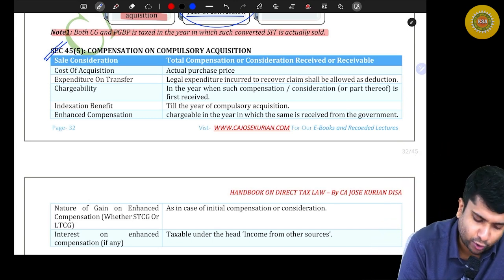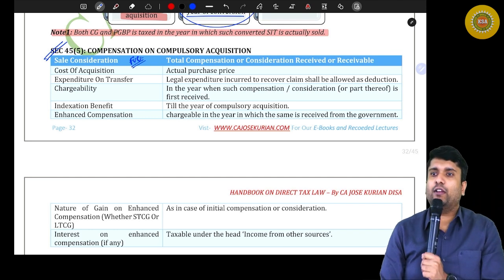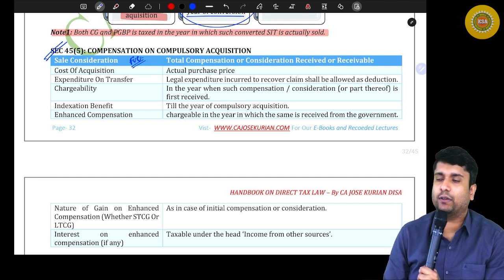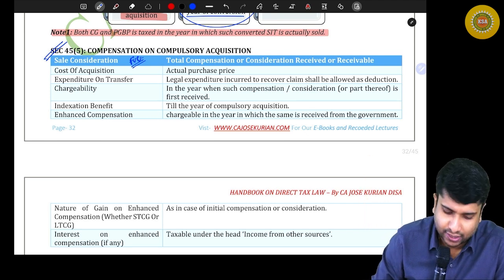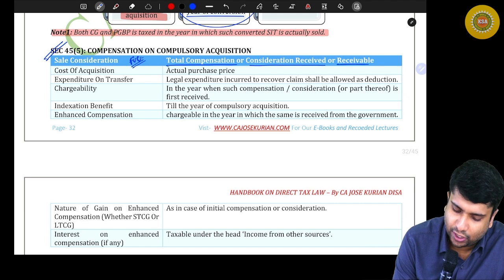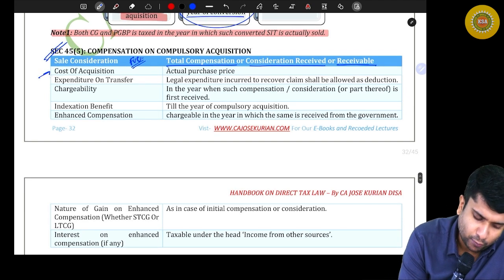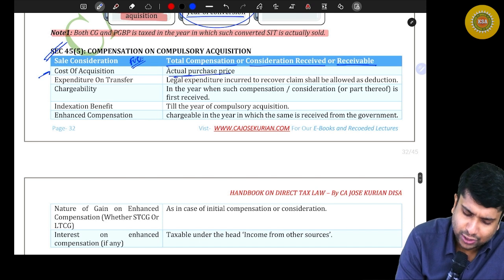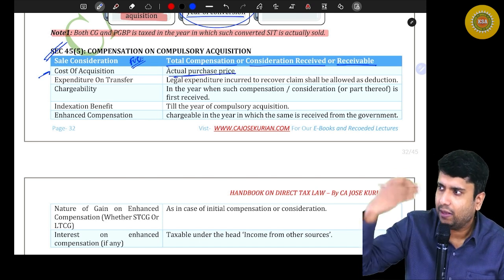Now you tell me, what will be the full value consideration here? What will be the full value consideration in compulsory acquisition? The compensation received from the government will be the full value consideration. So total compensation or consideration received or receivable shall be the full value consideration over here. And how about the cost of acquisition? Actual purchase price. The cost of acquisition does not have any speciality because it is your actual purchase price only.